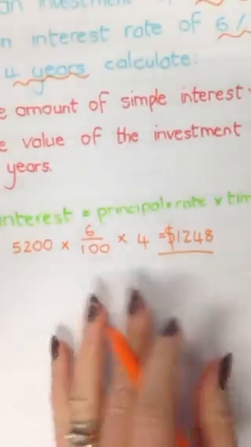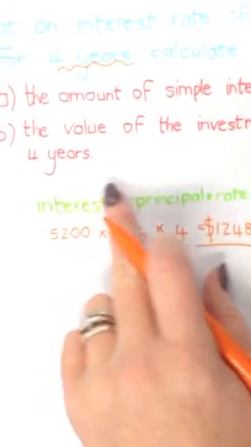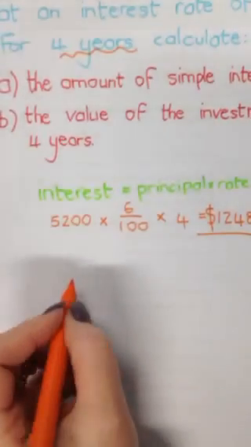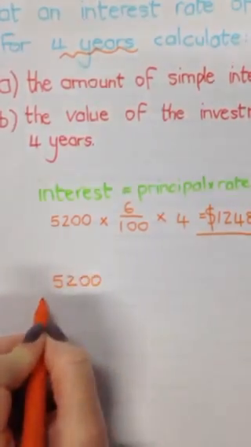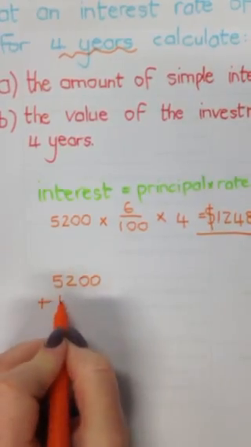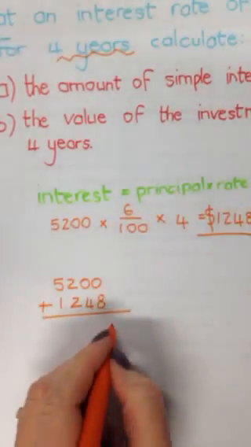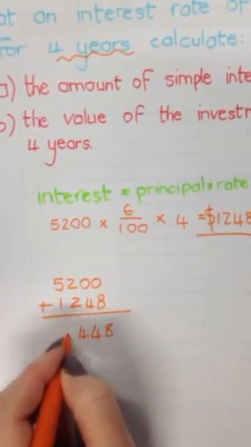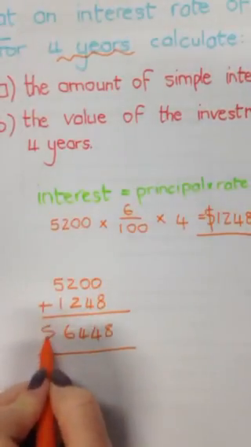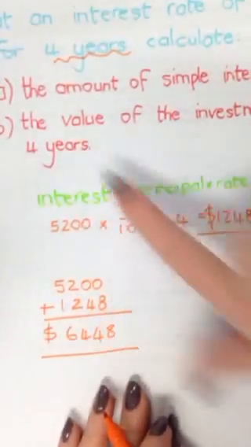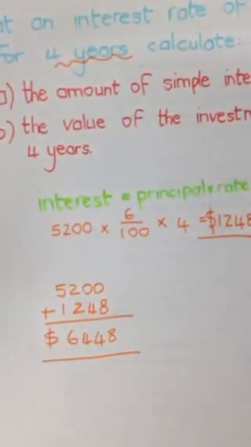But now B says the value of the investment after 4 years. Well, what we do then is we started off with 5,200. We made interest of 1,248. So we add them up. That's 8, that's 4, that's 4, that's 6. So how much money did we end up with in our bank account after 4 years? Was 6,448. Okay, go ahead and give us a try.